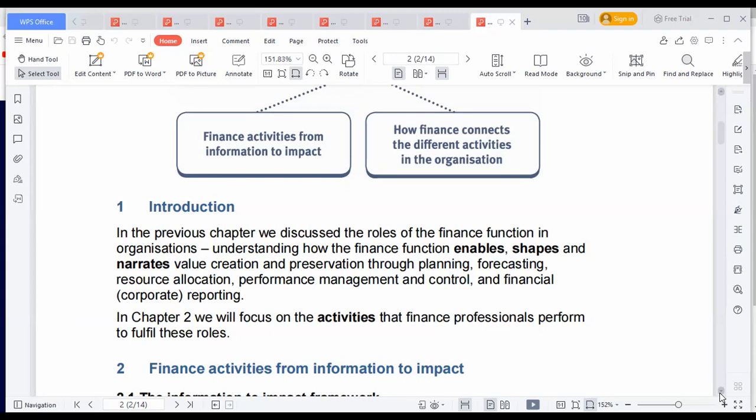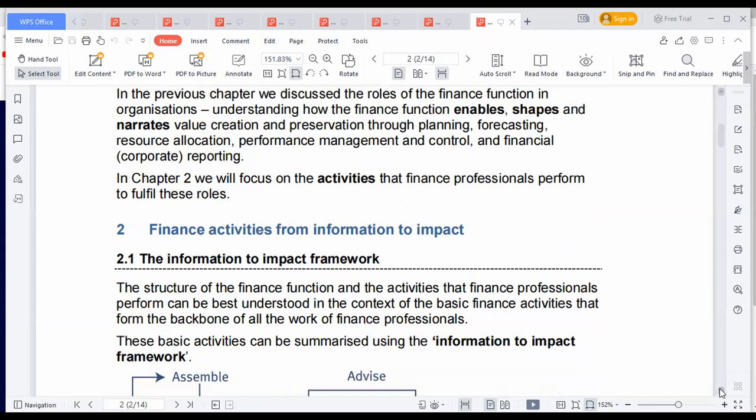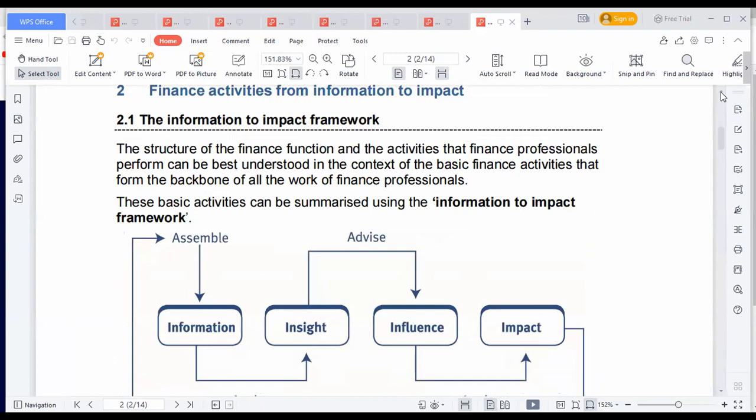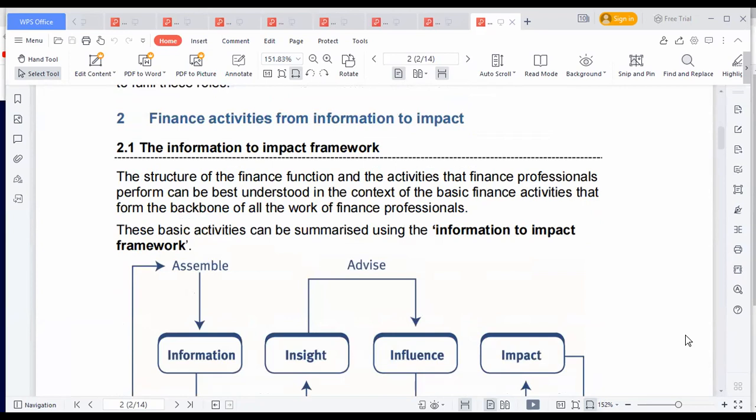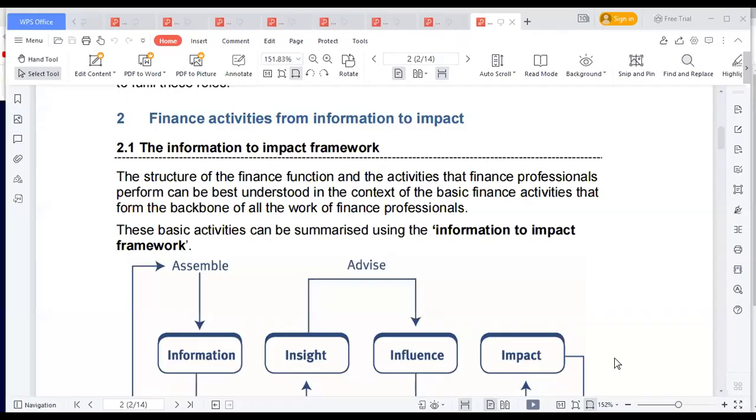So in chapter two, we are going to look at finance activities from the information to impact framework. This is what we are going to be concentrating on, guys. The examiner is going to be interested in asking about this. So the concentration in chapter two is the finance activities, but through the information to impact framework. The information to impact framework guides us as to what activities the finance function performs, right?